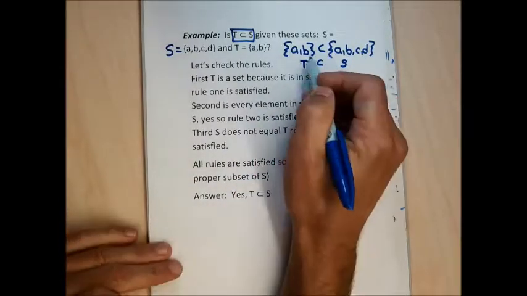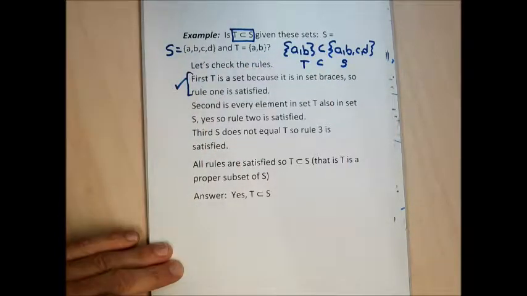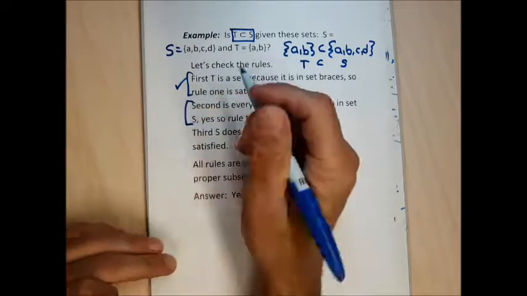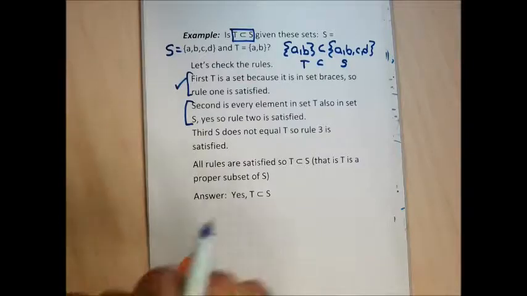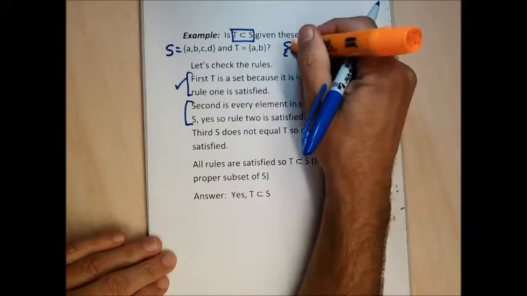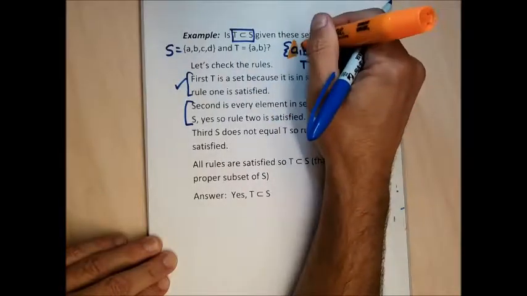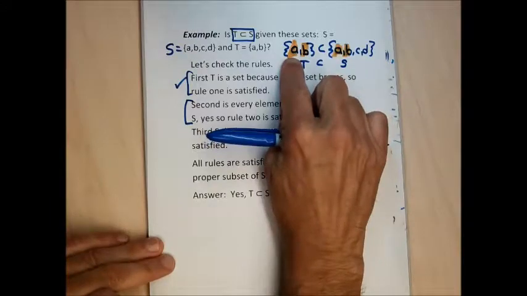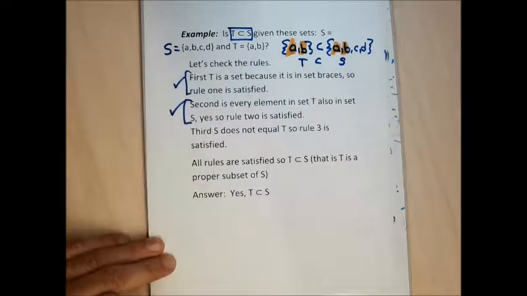The first criteria, T needs to be a set. T is a set because it's in set braces, so the first criteria is satisfied. Now I'll move on to the second criteria, that every element in T has to be an element in S. So the first element of T is A, it's also in S. The second element of T is B, it's also in S. Every element of T, which is A and B, is also in S, so the second criteria is satisfied.